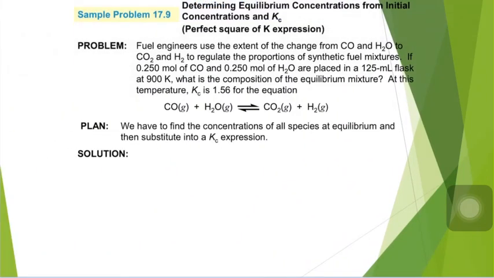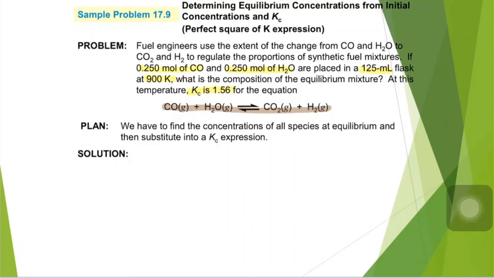Okay, let's look at the next example. We have a reaction of CO plus H2O producing CO2 plus H2. Let's look at the other information that we have. We have 0.25 mole of CO and 0.25 mole of H2O placed in a 125 ml flask. So we have the amounts of CO and H2O, and then the volume of the flask. The temperature is 900 K, and Kc is also given as 1.56.